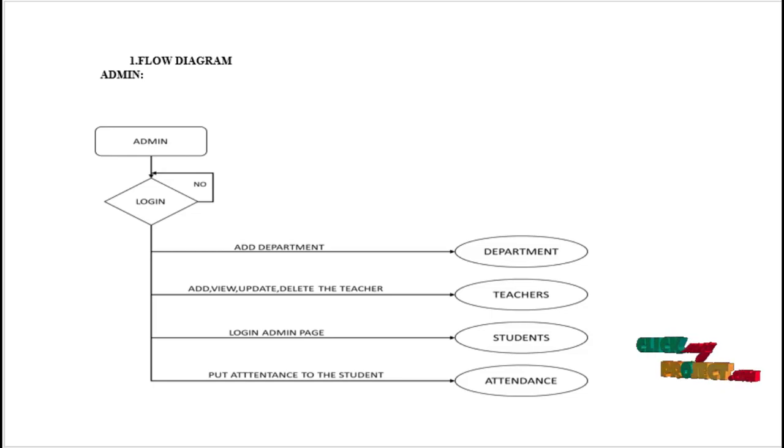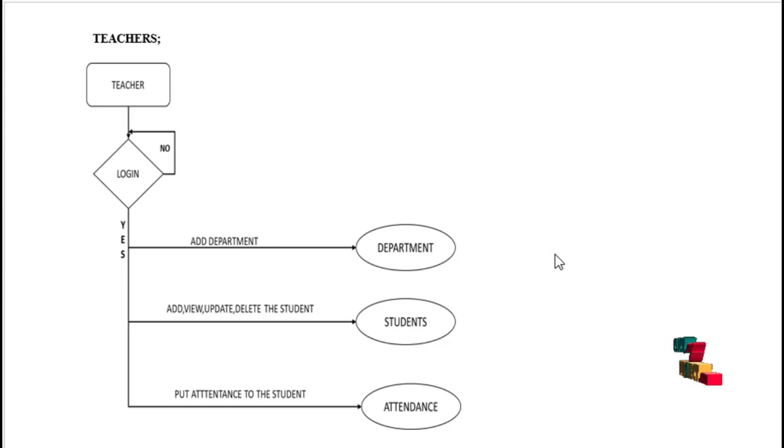Then student attendance: take the attendance of the students department-wise in this admin page. Next, the teacher. In the teacher page we can add departments, add students, and put attendance for the students. Each and every teacher has a different username and password. Next is the student, who views the total number of days present, days absent, total number of days, and the percentage. That's all for the flow diagram.